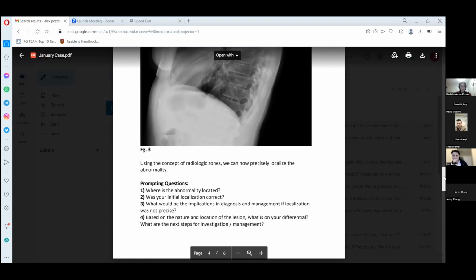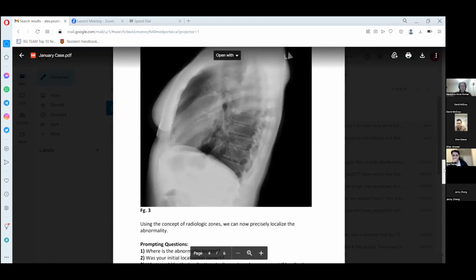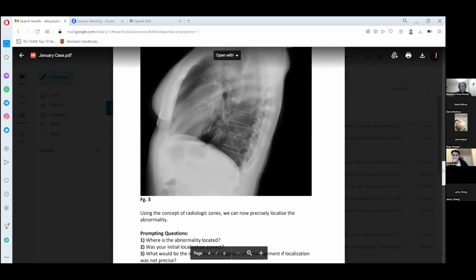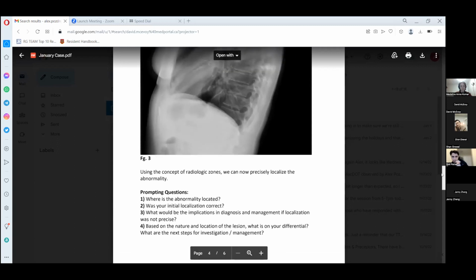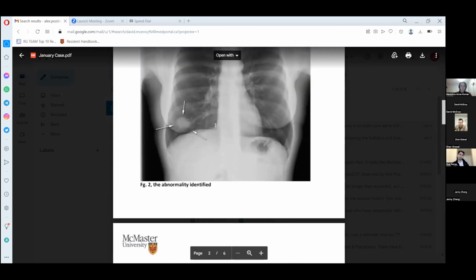So yeah, we can talk about the more interesting part now, the differentials and what are things that you might consider. I touched a little bit on it, but what are some things that you can expect to see within the lungs that can give you this very well localized circumscribed lesion?